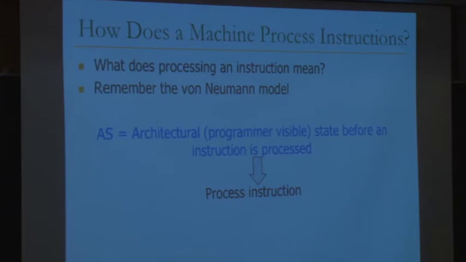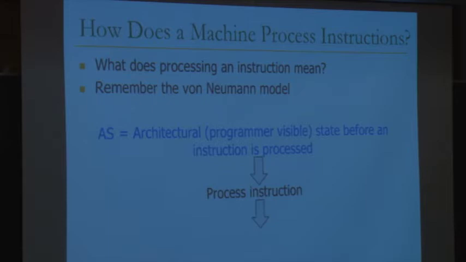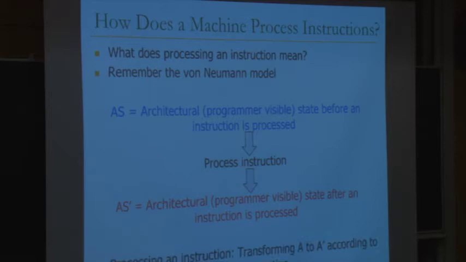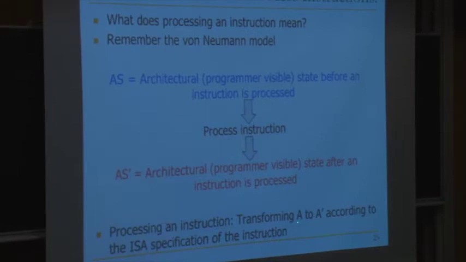You fetch the instruction, dot, dot, dot, and we'll cover it again. And at the end, that architectural state is transformed to architectural state prime, which is the architectural or programmer visible state after an instruction is processed, right? And processing an instruction is basically transforming this AS to AS prime. This should be, or you could call it, A prime. I should fix this in the next version of the slides.